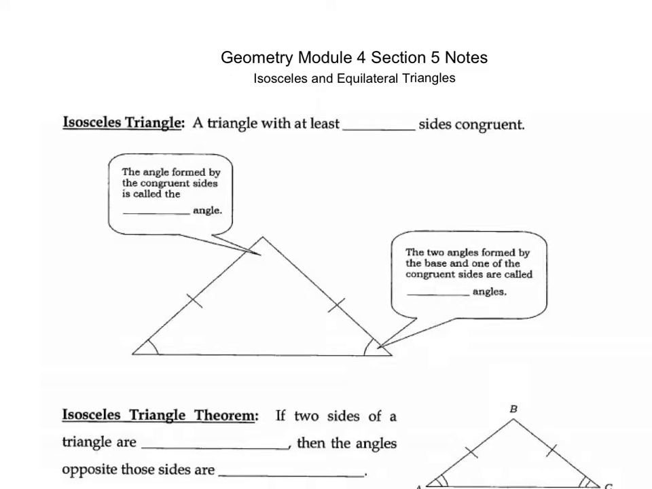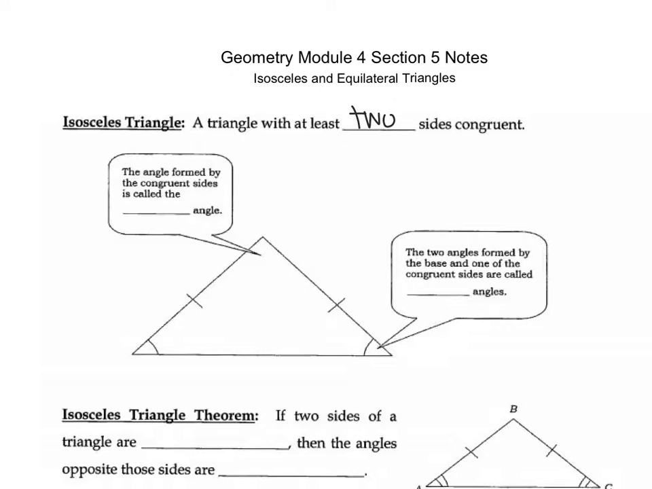In section 5, we're going to talk a little bit more about isosceles and equilateral triangles. As a refresher, an isosceles triangle is a triangle with at least two sides congruent. And there are a couple special properties about an isosceles triangle.